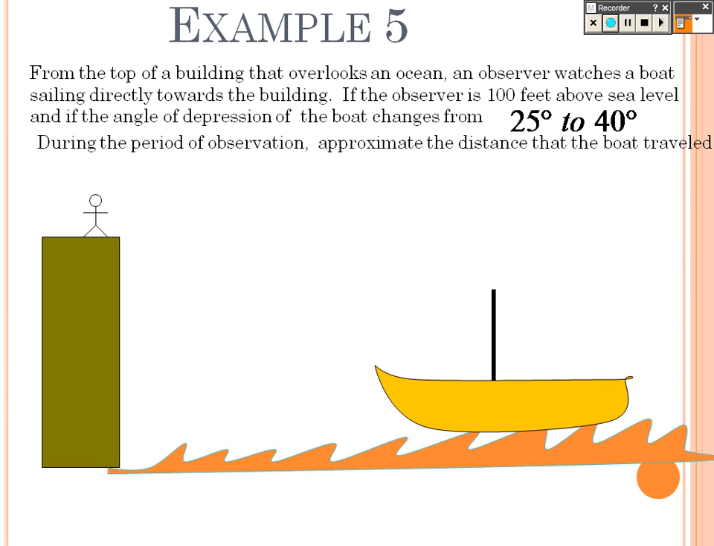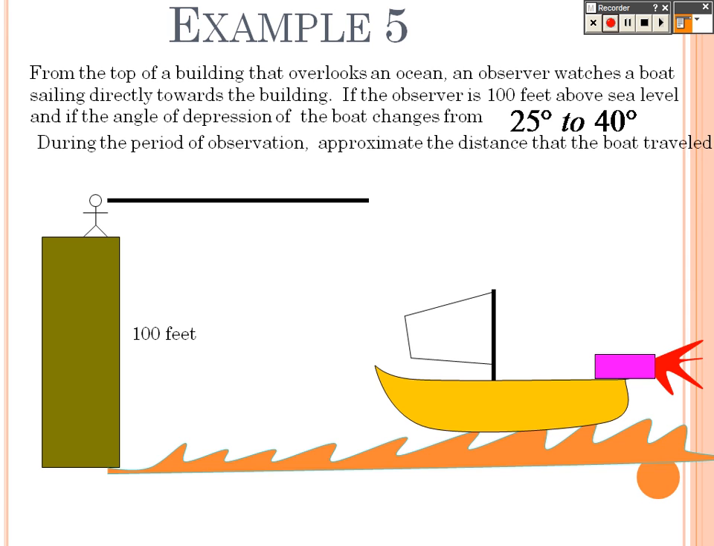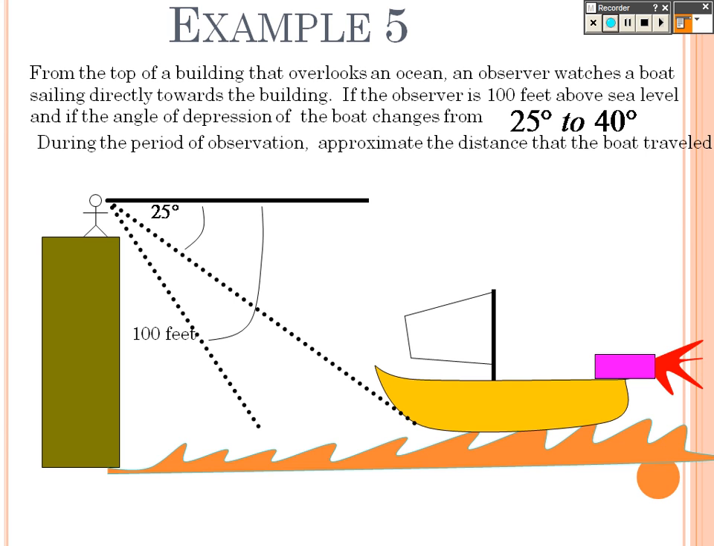If the observer is 100 feet above sea level, and if the angle of depression from the boat is 25 degrees, and it changes to 40 degrees. Angle of depression means down. So that's 25 degrees. From there to there is 40 degrees. What we're saying is, the boat, from what he first saw, was at 25 degrees for an angle of depression, and now it's 40 degrees. During the period of observation, approximate the distance the boat traveled.